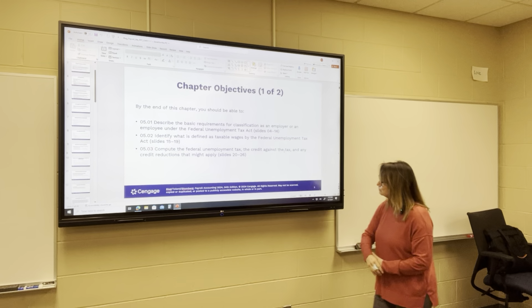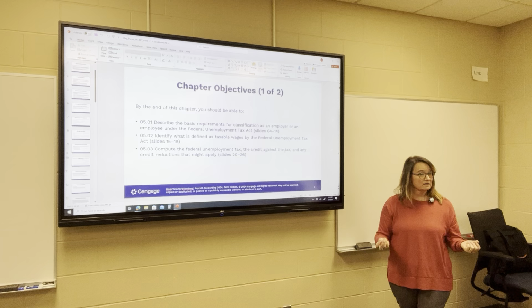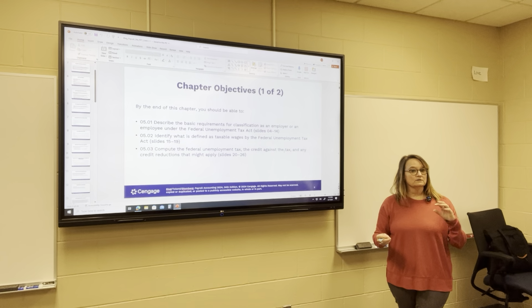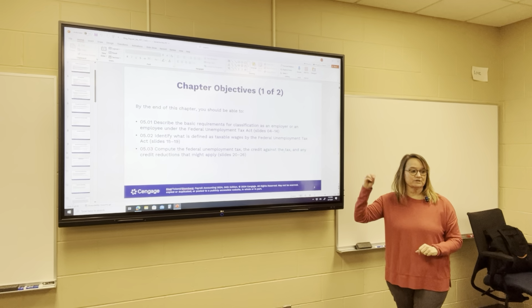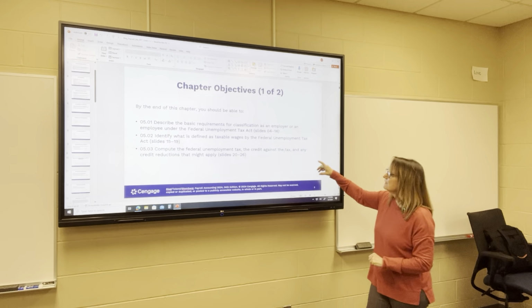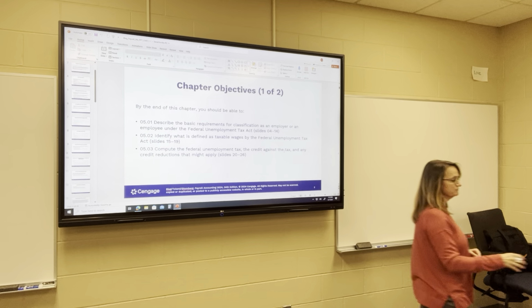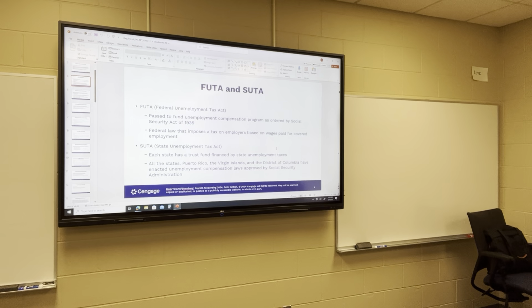So we'll talk about that credit against the tax. It's confusing because usually we think of credits lowering a tax directly, but what we're talking about here is a credit that lowers the tax rate. So the tax rate comes down. Also, any other types of reductions that apply to that rate.